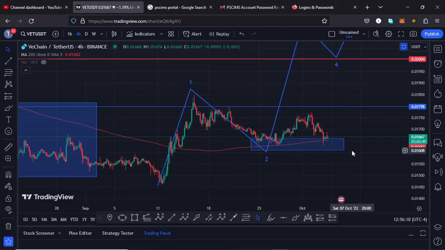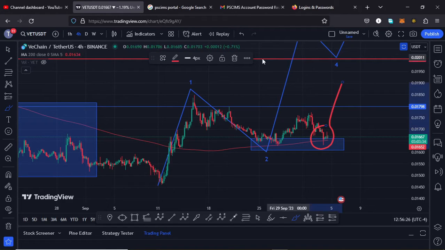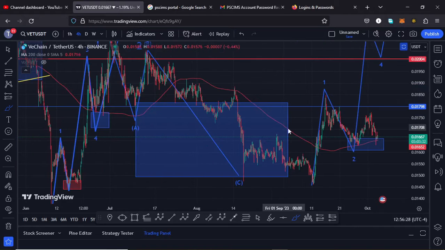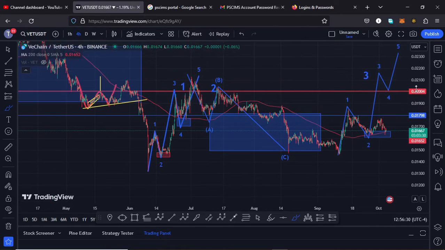Welcome back for another Vechain price prediction analysis. At the time of this recording, Vechain continues to hold above the 20-day MA here on the 4-hour chart, which is now acting as support for us to continue gearing up. We have also continued to obey the Elliott structures.